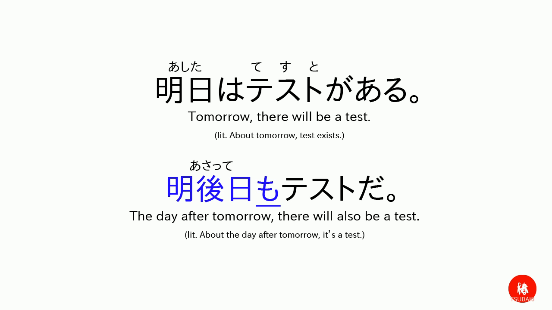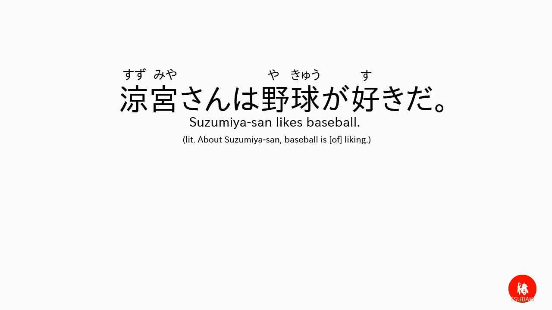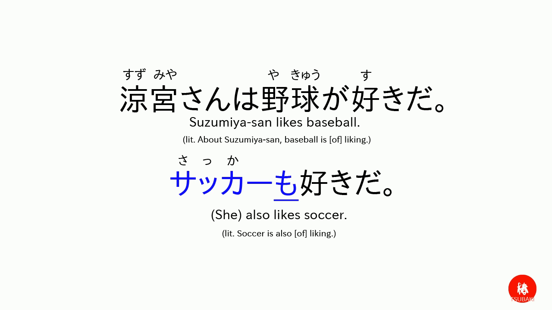And here's another example. Suzumiya-san wa yakyū ga suki da. So Suzumiya-san likes baseball. And okay, so that's our first sentence. So now let's say she also likes soccer. Then we would say sakka mo suki da.